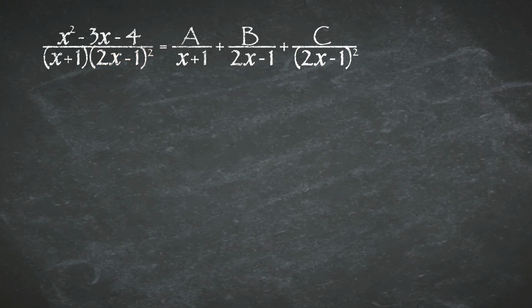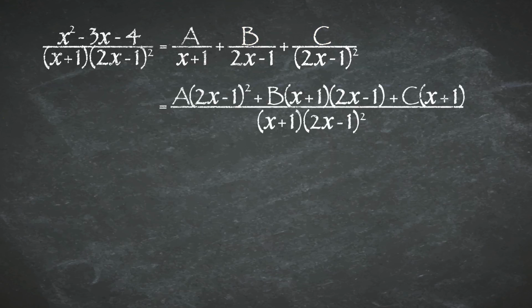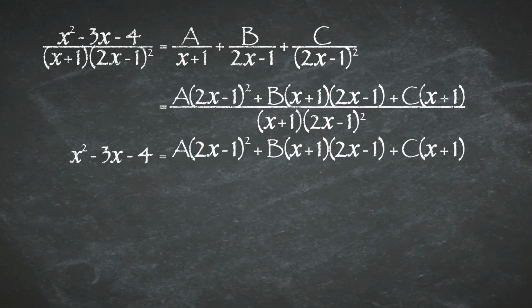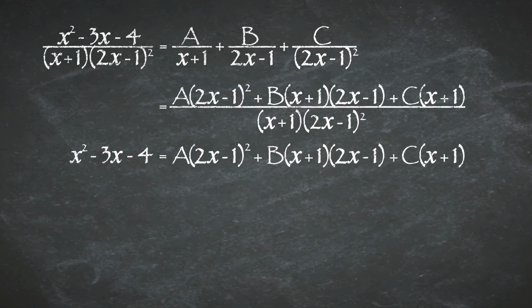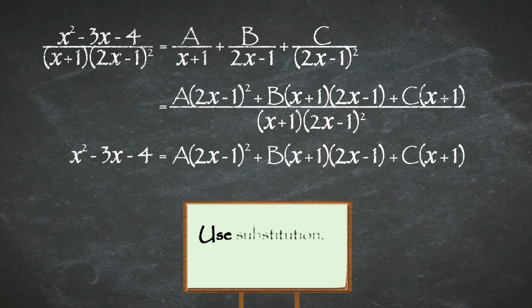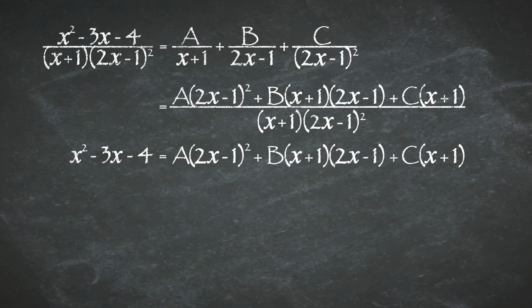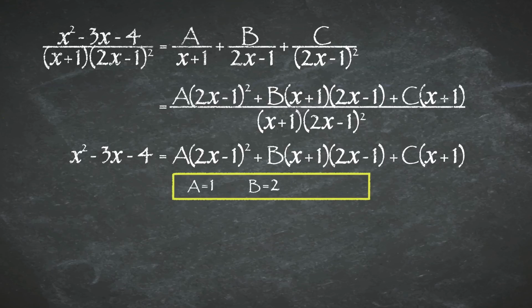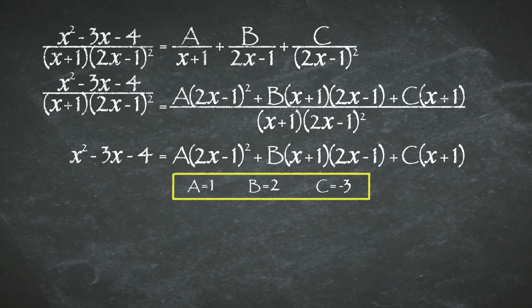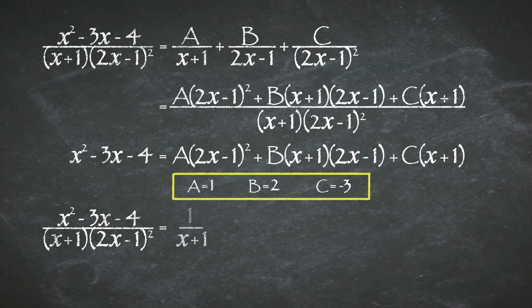Just as before, to find the values of a, b, and c, we first combine the fractions and then equate the numerators. Remember that we can either use substitution or comparison or both. Either way, you will find that a equals 1, b equals 2, and c equals -3. So the fraction is expressed in partial fractions like this.